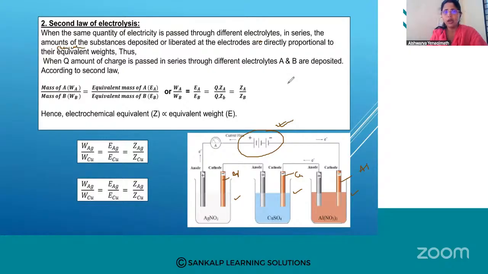And you know chemical equivalent weight, now. Chemical equivalent is nothing but atomic number divided by valency factor.